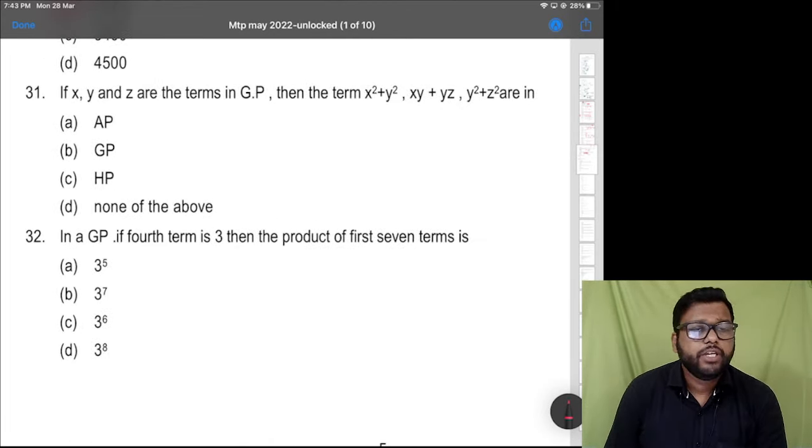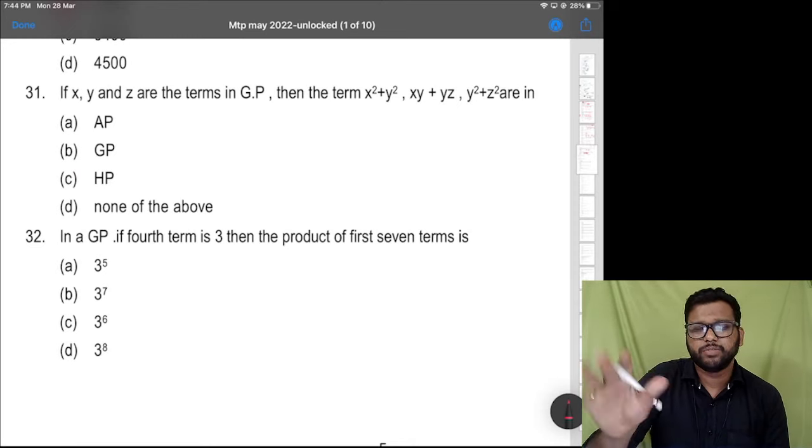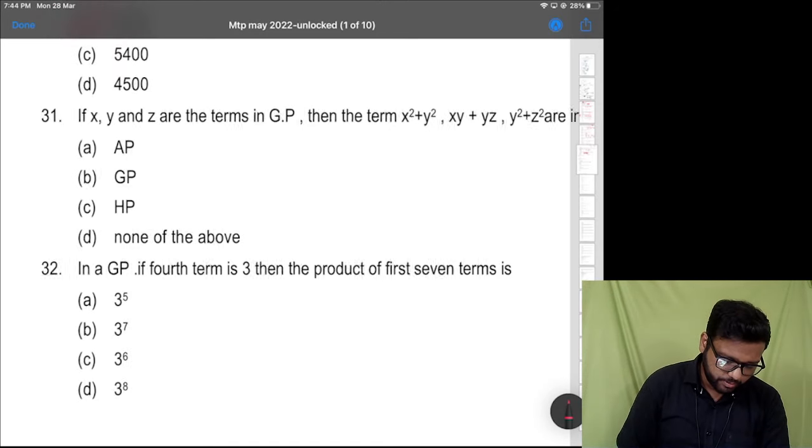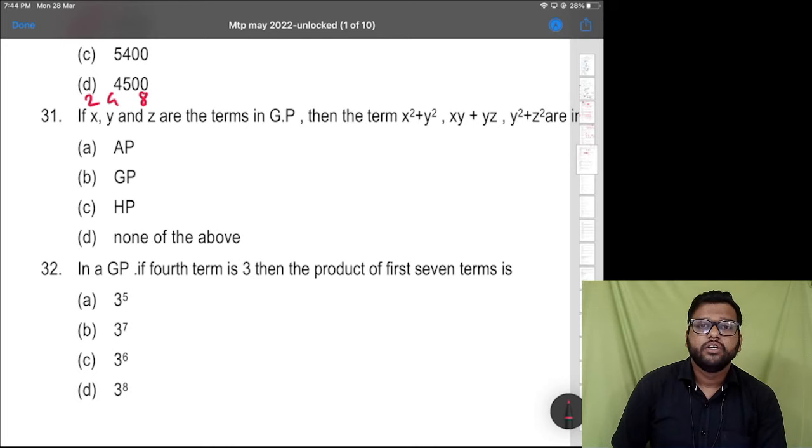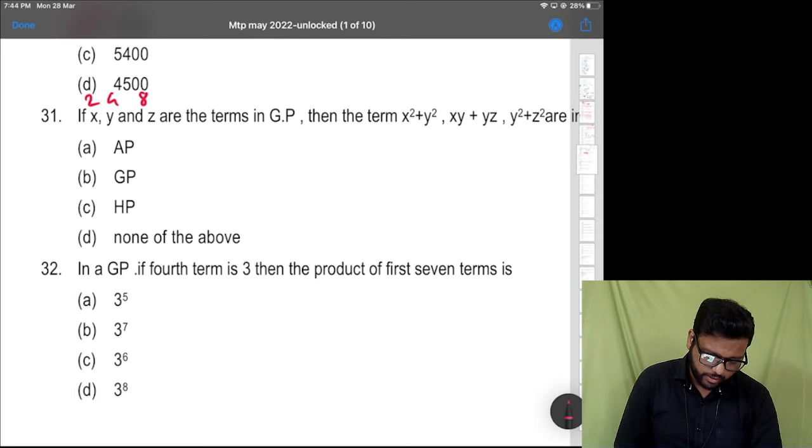APGP. If X, Y, Z are terms of GP, then terms x square plus y square something something are in what? So let's assume some terms in GP. X, Y, Z are in GP, right? So let's assume 2, 4, 8. Double. So x square plus y square is what? 2 square plus 4 square.